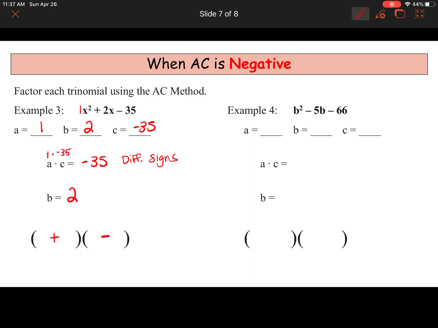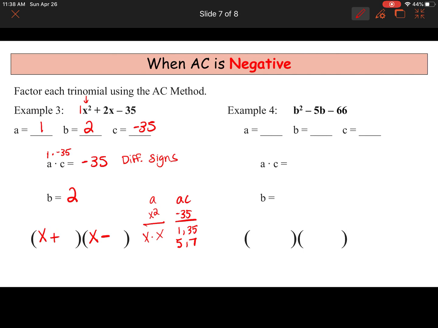Okay, and I'm going to write my b as 2. So here's where the b comes into play. I'm going to do the same thing I did last time to figure out what numbers to put inside the parentheses. I take my a, which is x squared, and I know that x times x gives me x squared, so I'm going to put that first, x and x. Now, my AC is negative 35. Again, what are the factors of 35? Type it into GeoGebra. 1 times 35 gives me 35. And we also have 5 times 7 gives me 35.